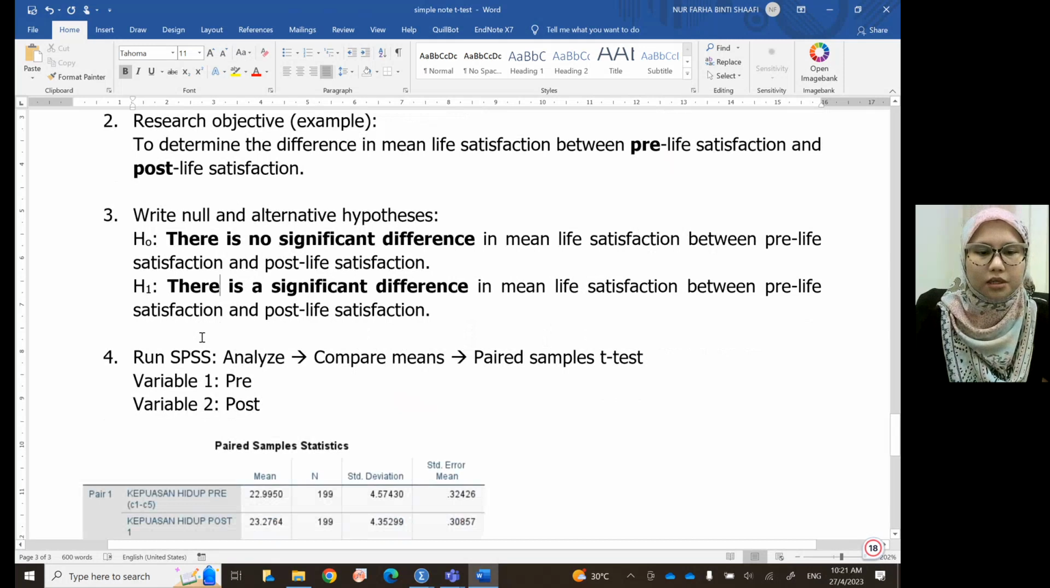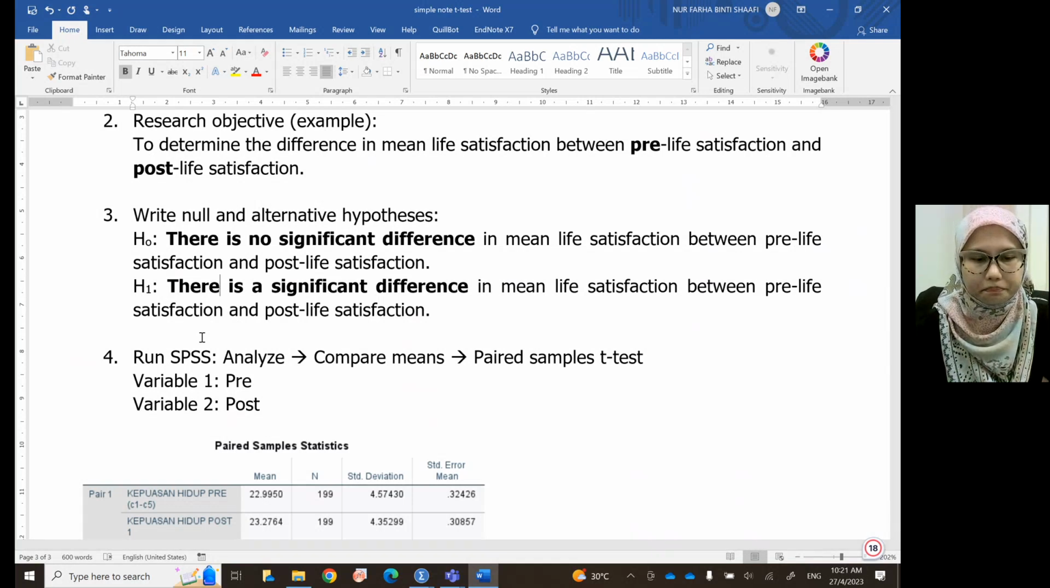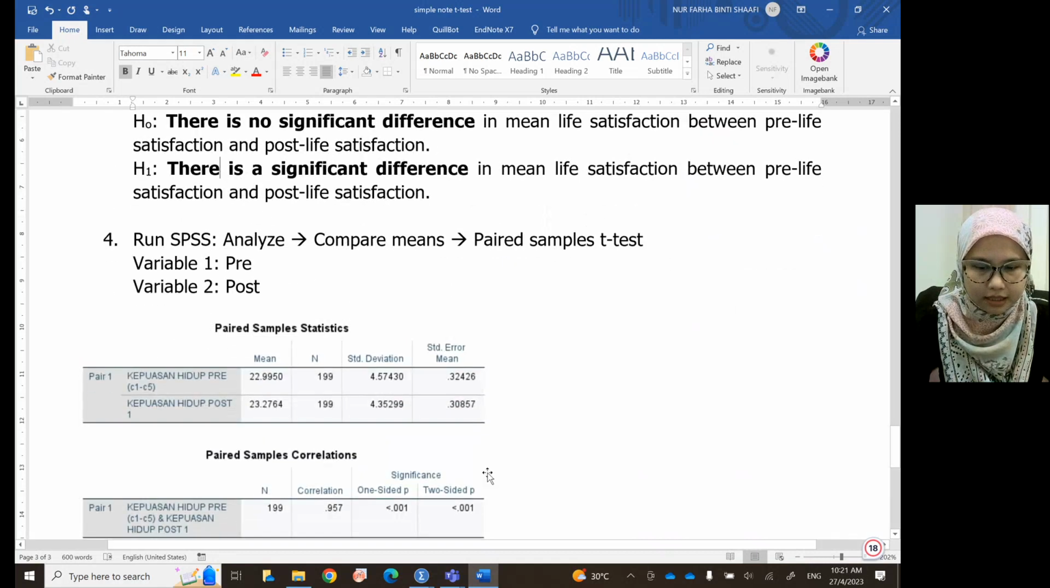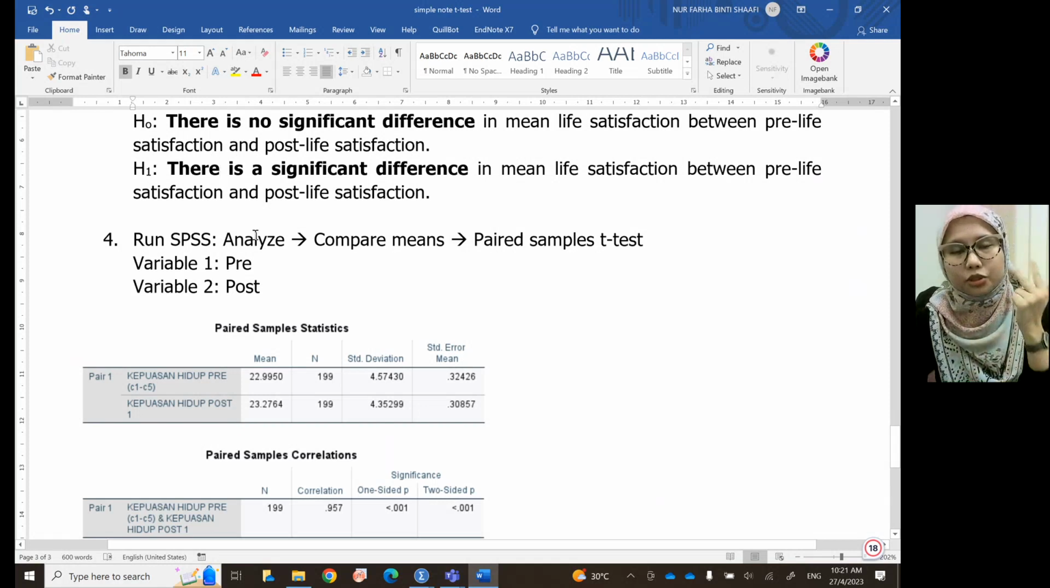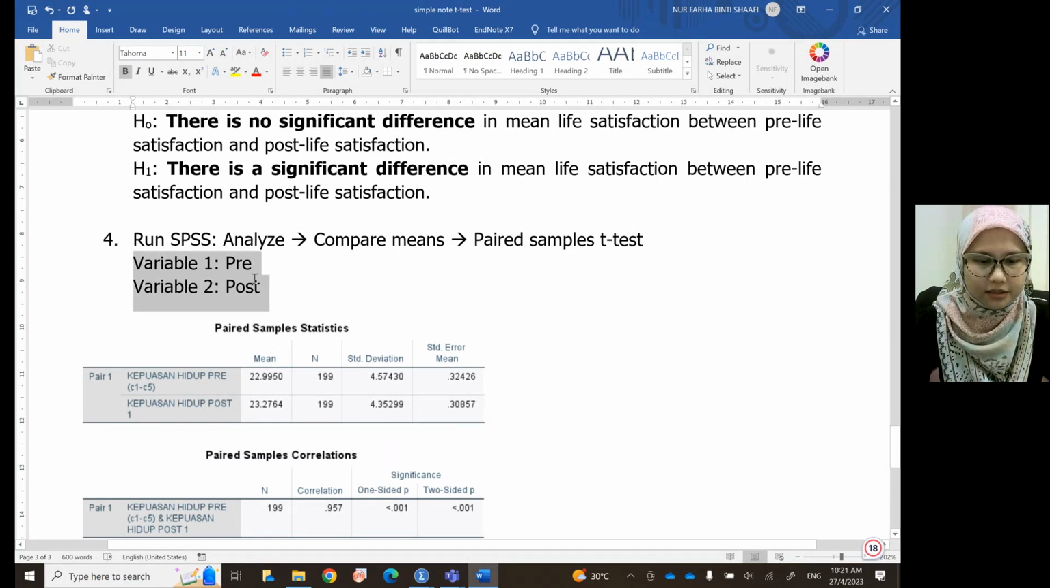So in order to analyze the research objective, you need to run SPSS. How to run? Just the same steps: analyze, compare means, and then you choose paired sample t-test. But now the difference is the variables, because just now we had two variables.